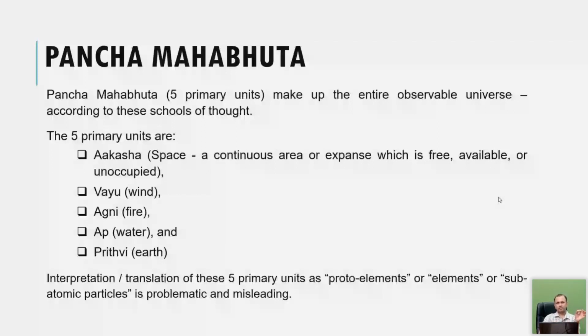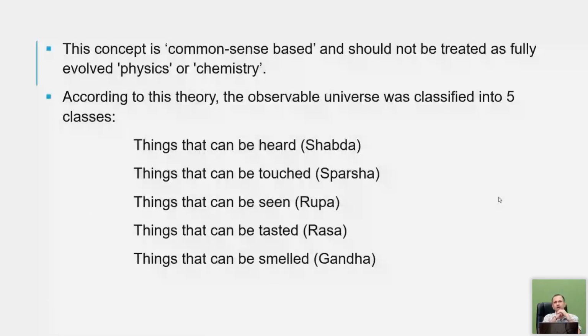I would like to make a comment over here that interpretation or translation of these 5 primary units as proto-elements or elements or subatomic particles is problematic and could be quite misleading. This concept is common sense based and should not be treated as fully evolved physics or chemistry. This is very easily understandable, and this is common sense based.